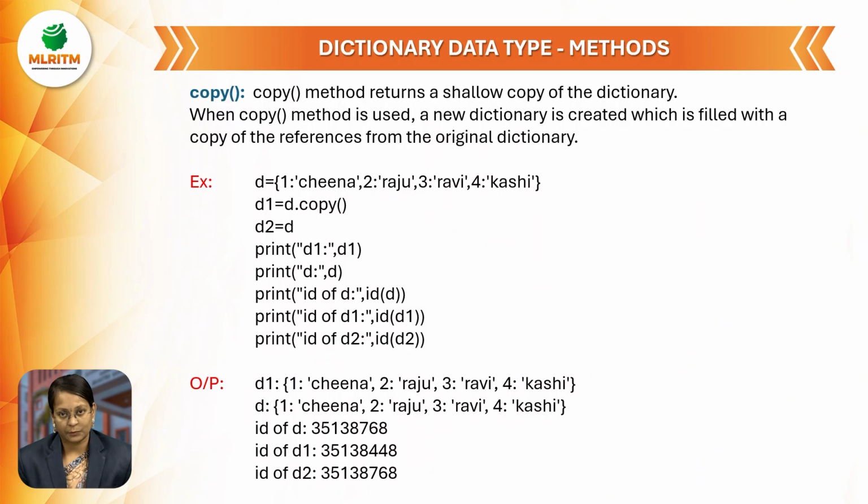The next method is copy. The copy method returns a shallow copy of a dictionary. When the copy method is used, a new dictionary is created which is filled with a copy of the references from the original dictionary. Again the first example: D with 4 items, D1 = D.copy(), then D2 = D. Here we print D1, so this is the copy method. Then we got the IDs of D, D1, D2.